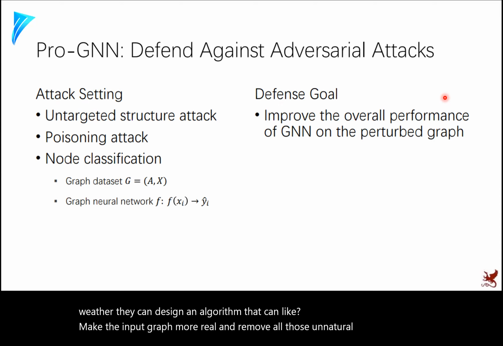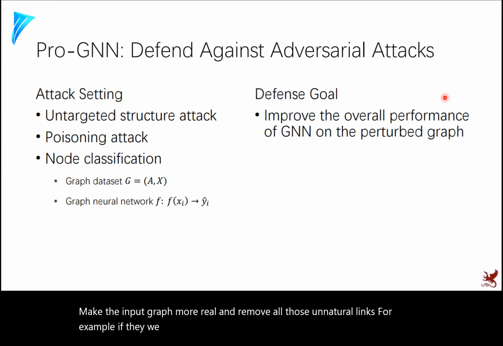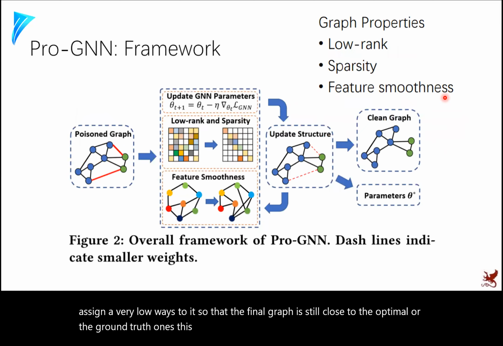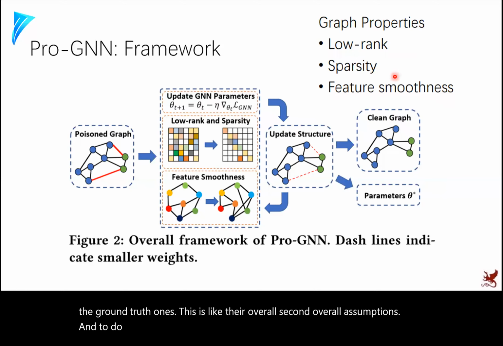For example, if we add a very unnatural link by an attack model, can we just assign a very low weight to it so that the final graph is still close to the optimal or the ground truth one? This is their overall setting, overall assumptions. And to do so, they listed several graph properties they want to maintain.